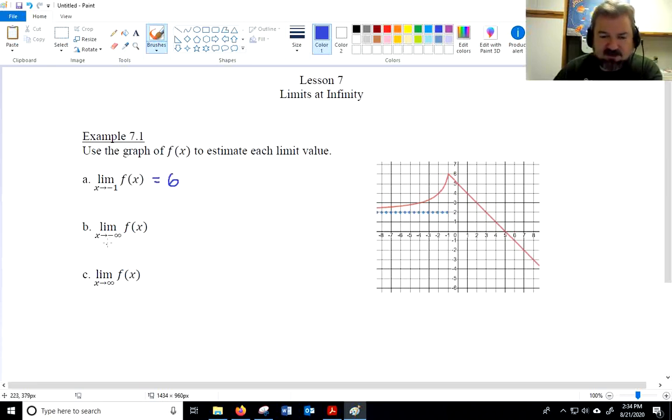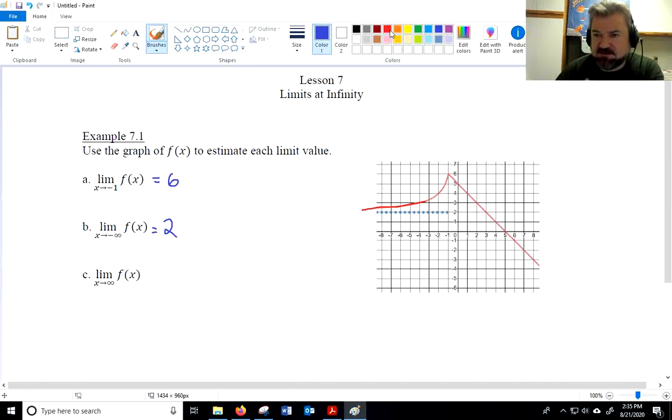The limit as x approaches negative infinity. So we have a negative infinity and a positive infinity that we can do, one in each direction. Well, we're kind of just estimating from the graph, but this dotted line here is supposed to show that there's a horizontal asymptote that this graph is getting closer and closer to as we move this way. So as x goes to negative infinity, the value of f of x is going to 2.